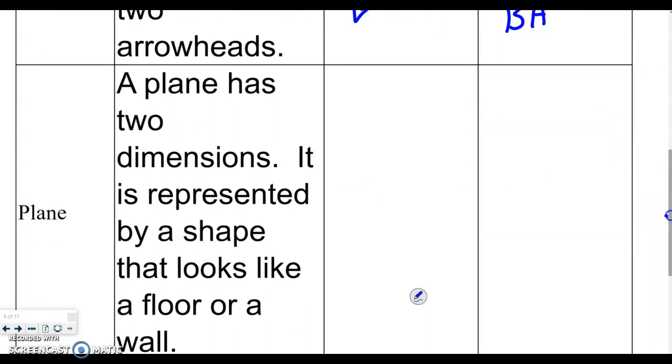All right, a plane. A plane has two dimensions, and it is represented by a shape that looks like a floor or a wall. So maybe a four-sided figure could be a floor, could be a wall. And then we need to name that plane. We can really give it any name we want. We can just call this plane M. We could use any letter to name it.